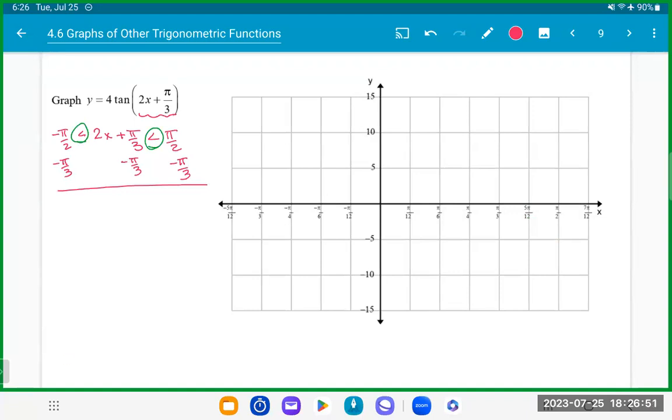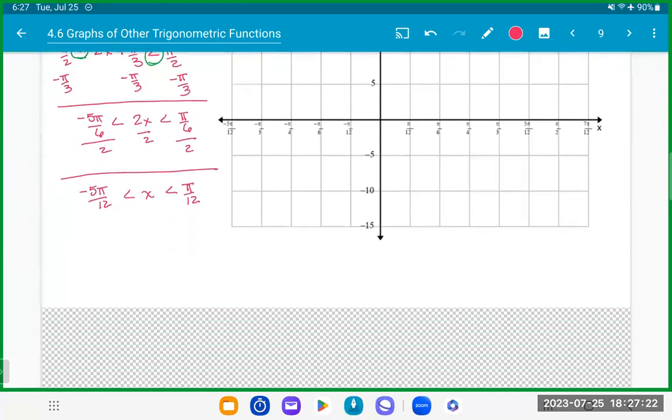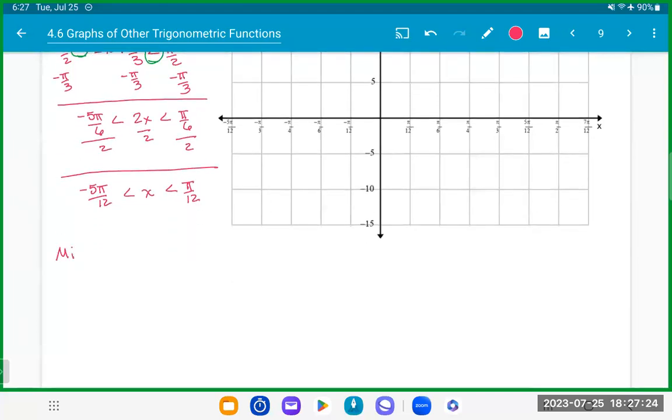When we subtract pi over 3 from all sides, we get negative 5 pi over 6 is less than 2x is less than pi over 6. Okay. Now let's divide all sides by 2. And that's going to give me negative 5 pi over 12 is less than x is less than pi over 12. Okay. So at the tangent, we now want to calculate a midpoint.